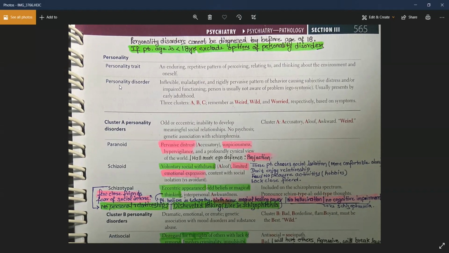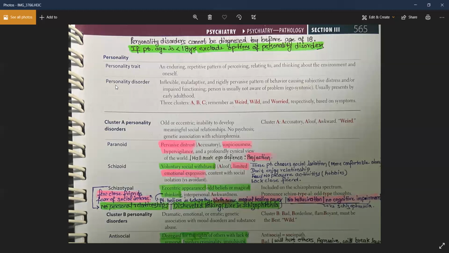Please note, up to 18 years, any person is still developing the personality. So before 18 years, I cannot diagnose them with any personality disorder. Only after 18 years, when a person has acquired a personality, I can diagnose them with personality disorders. So if you encounter in the clinical vignette any patient who is less than 18 years and the options mention any personality disorder, you can directly eliminate it by looking at the age of the patient.